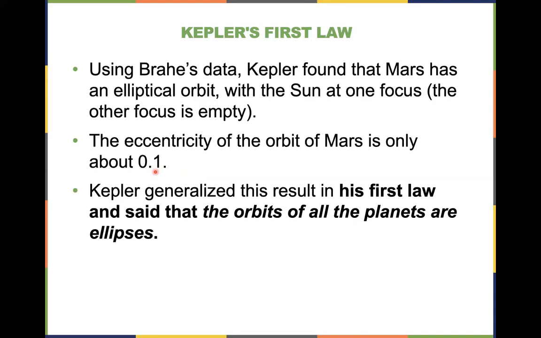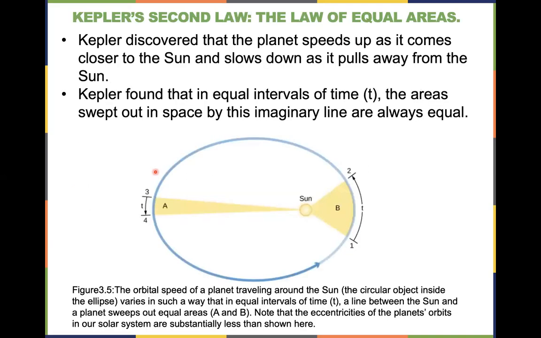Now, this may not be what you see in the pictures on the internet. They look like very eccentric or very elliptic orbits. But in the actual case, these eccentricity values are very small for the planets. So that's why it was hard even to find this eccentricity 300 or 400 years ago. So that's Kepler's first law.